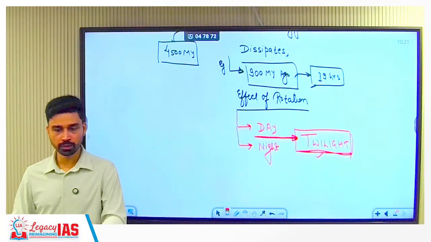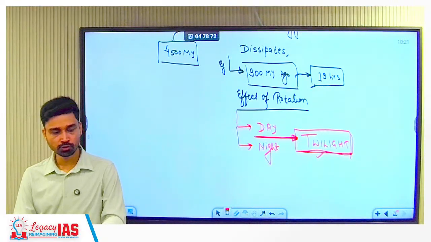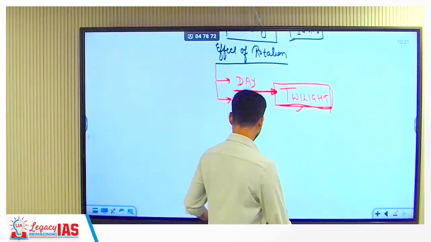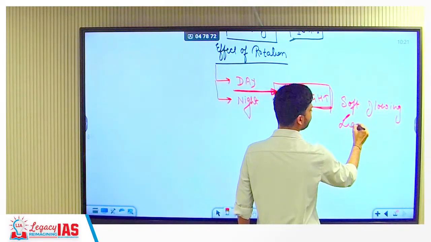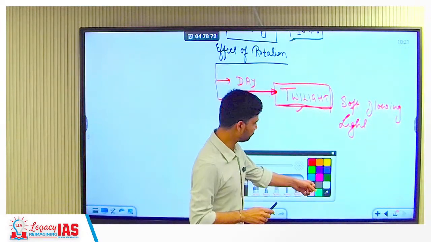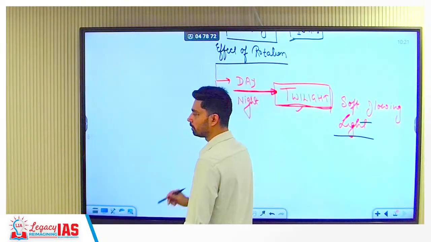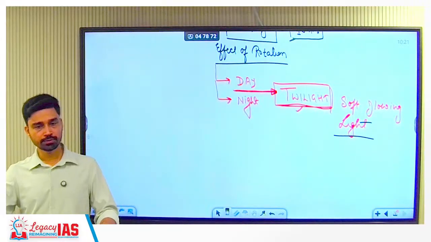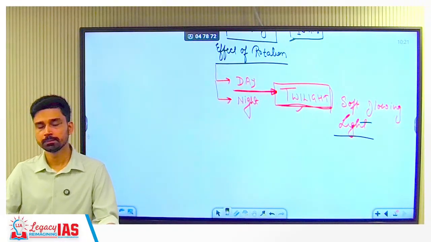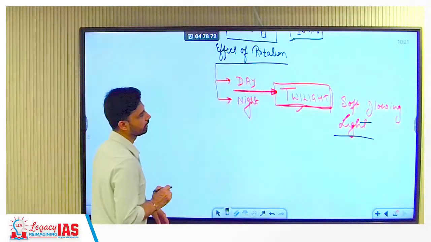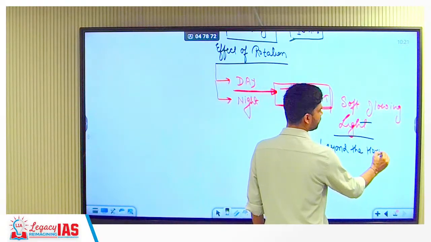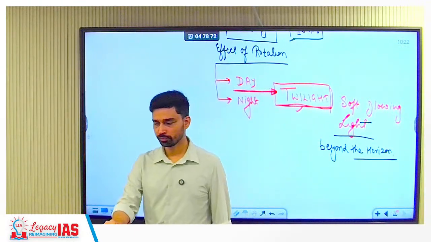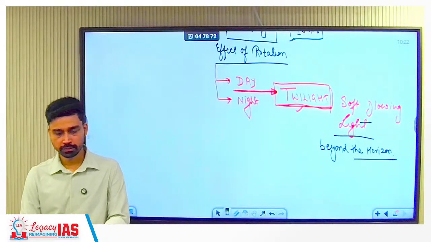Twilight. What is twilight? The soft glowing light in the sky that is observed when the sun is beyond the horizon. That's what you call twilight.